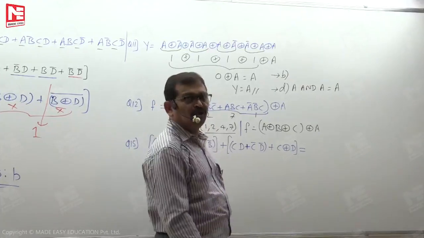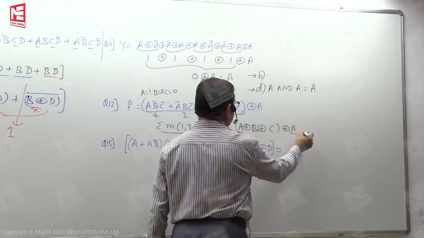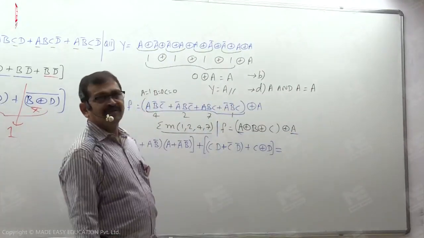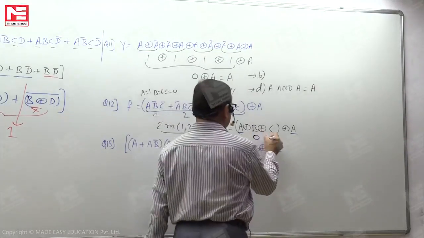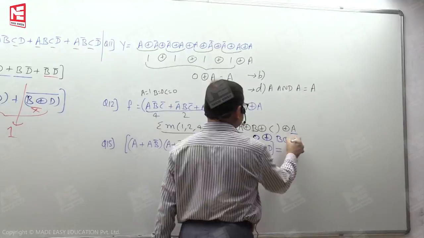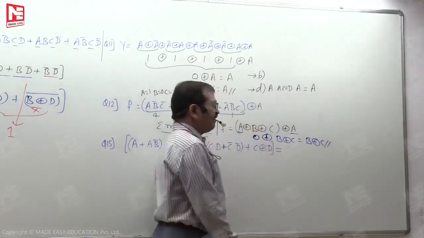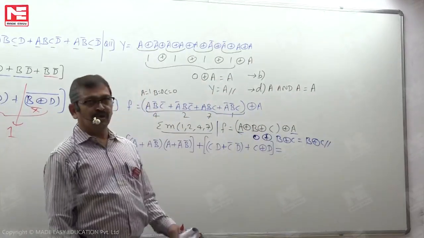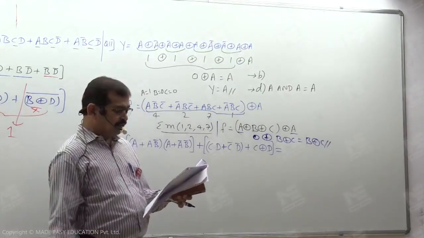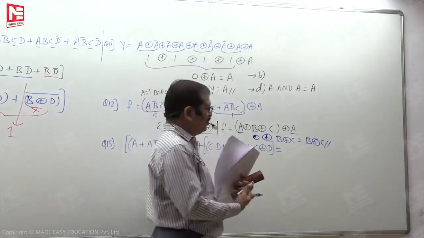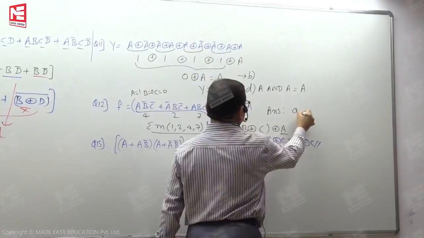Associativity is valid on the exclusive or operation. Because of that, we can group this A and this A. A exclusive or A gives the result 0. So effectively we are reading 0 exclusive or B exclusive or C. Hence the simplification is B exclusive or C. Once the simplification is B exclusive or C, from the given options the matching answer is option A. The answer from the given options is option A.